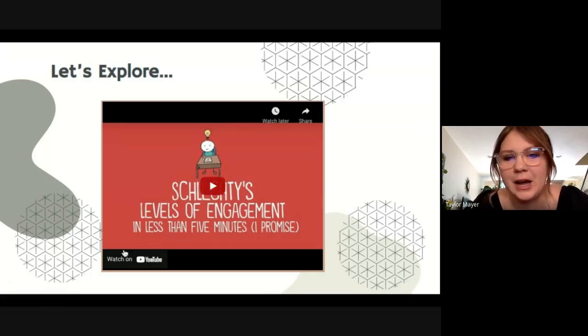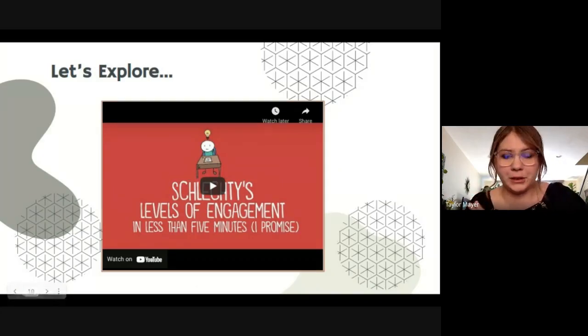Yes, and when the higher learning's not happening, we're not going to retain the info, or we're not going to be able to transfer the skills that we're using in the class.